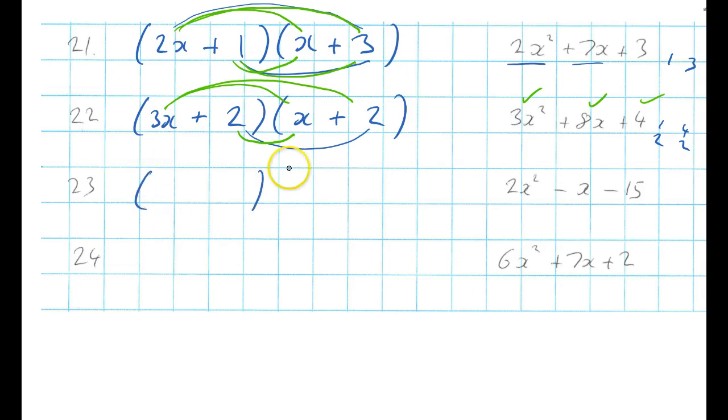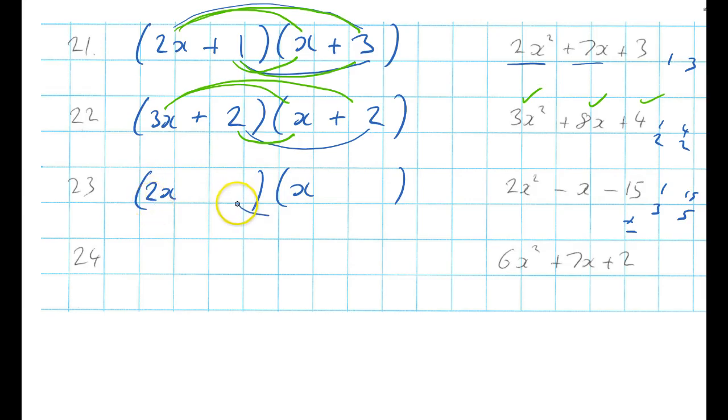I've got some negatives involved here, but I've still got quadratic. I need 2 brackets. It's 2x squared, so one's going to have to be 2x and the other one's going to have to be x. I need to get 15, so it's either going to be 1 and 15 or 3 and 5. And one's going to be positive and one's going to be negative because it's got to be minus 15. But now I don't know if it's plus here or plus here because I've got this 2x. It's not the same as earlier on.